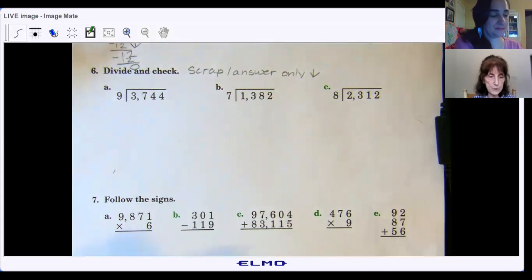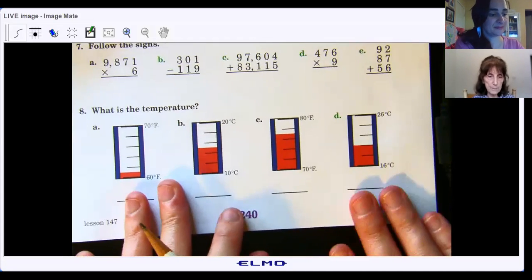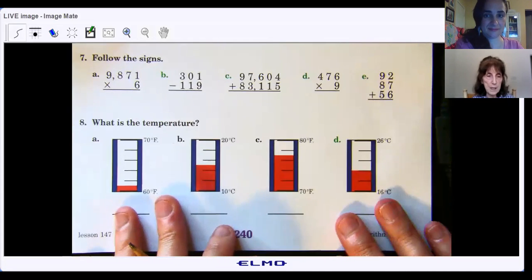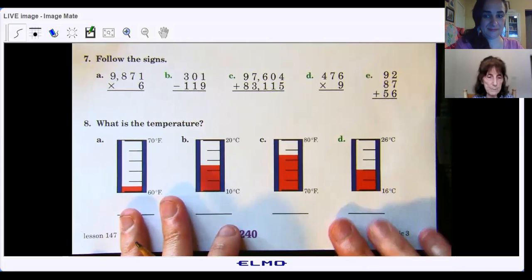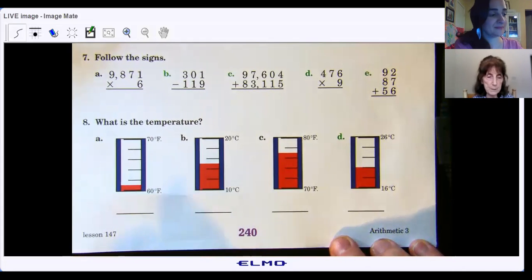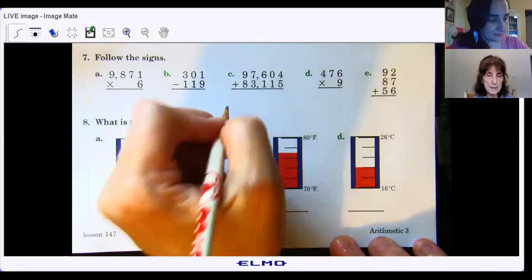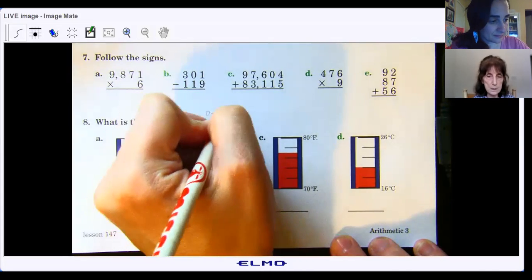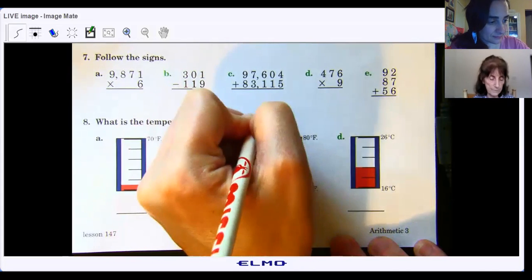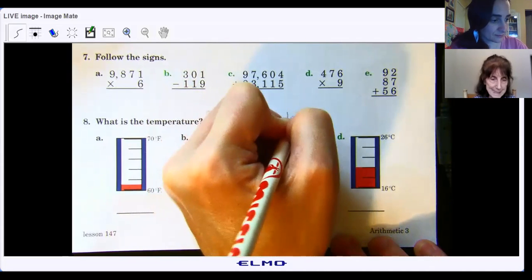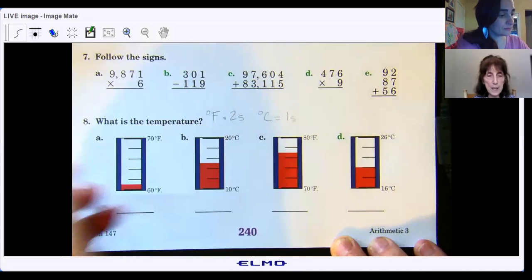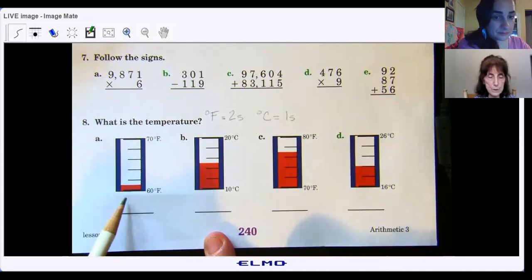Number 7, you're going to follow the signs: multiplication, subtraction, addition. And number 8, what is the temperature? Remember, Fahrenheit you're counting by 2s, and Celsius you're counting by 1. And let's look at the first one. It's going to start at 60, and it's Fahrenheit. So that means you're going to count by 2s.